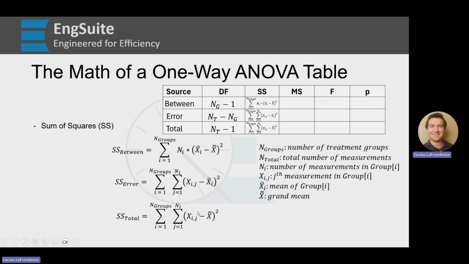And then the total is very similar to the error. We take each measurement, xij, minus the grand mean. So instead of comparing it to its group mean, it's to the grand mean, and then the sum of the squares of that as well.